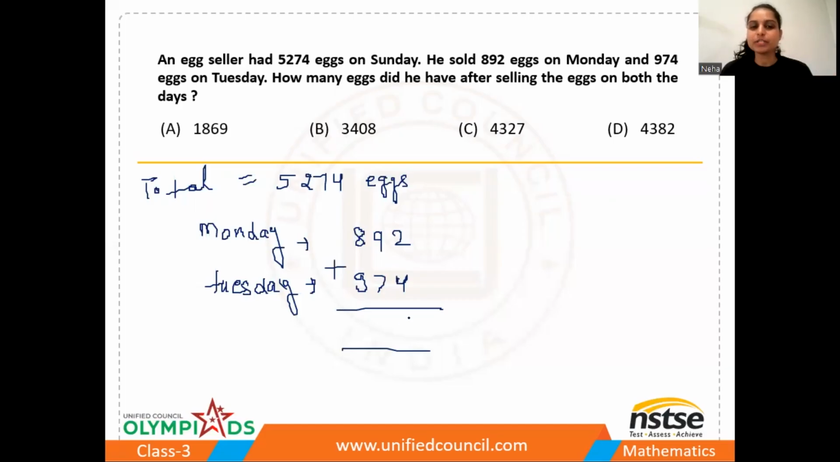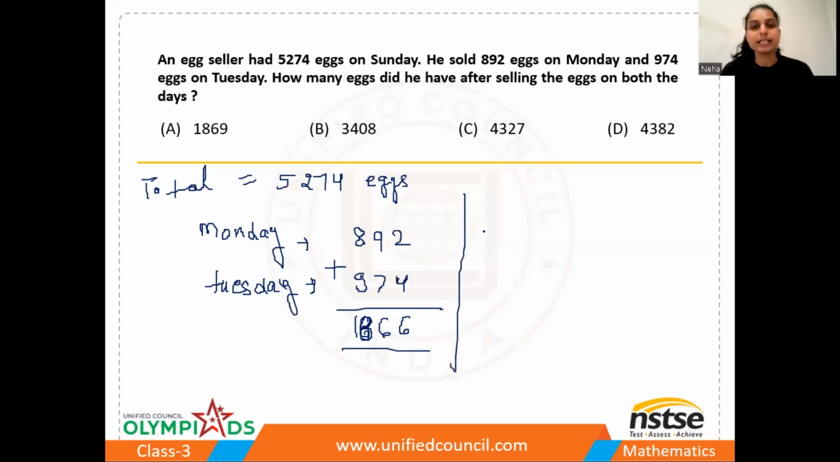So 4 plus 2, it is 6. 9 plus 7, this is 16, so 6 and 1 will be carried. So 9 plus 9, this is 18. So this is 8, that means 1,866 in total we sold.